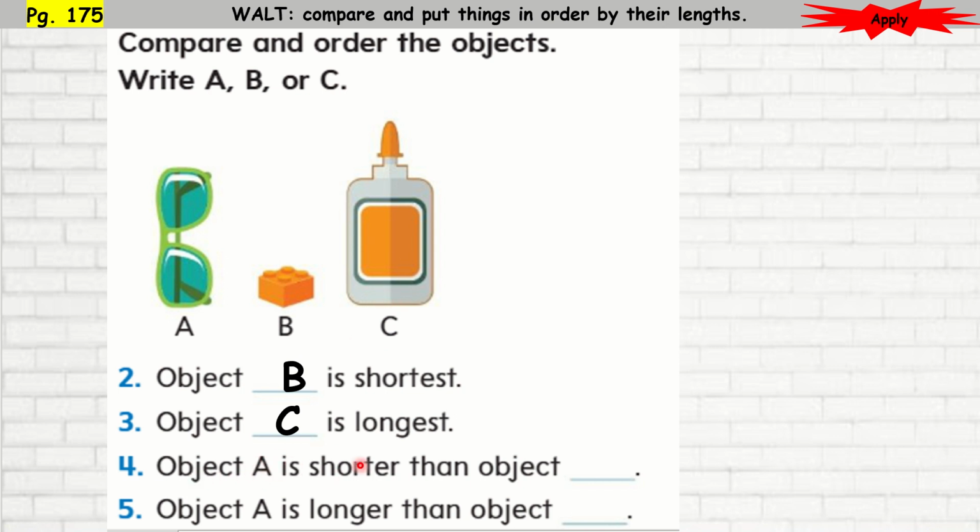Object A is shorter than object what? So here's object A. Object A is shorter than object C. So because this is longer, this one is shorter. So object A is shorter than object C. Object A is longer than object what? So this object A is longer than the Lego, which is B.